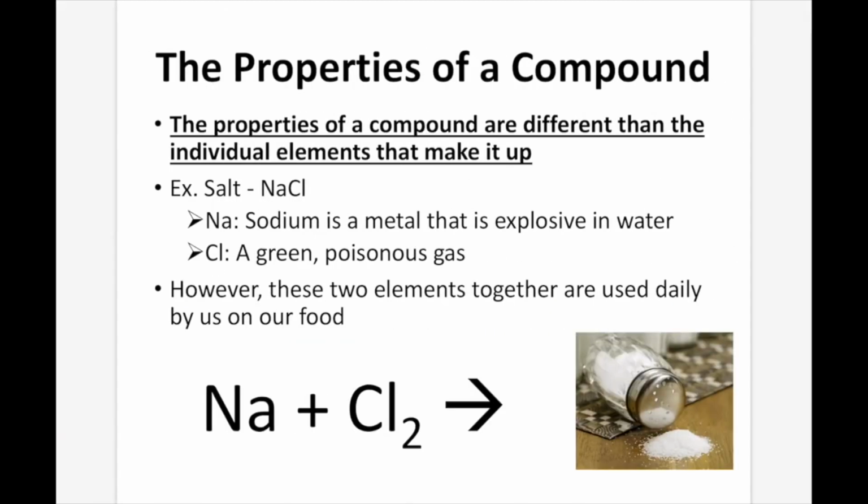The properties of a compound are different than the individual atoms that make it up, and a great example of that is salt, which is made up of NaCl. Na, or sodium, is a metal that is explosive in water. If you put sodium in water, it will explode. Chlorine is a green, poisonous gas. However, when you combine them, they make up common table salt.